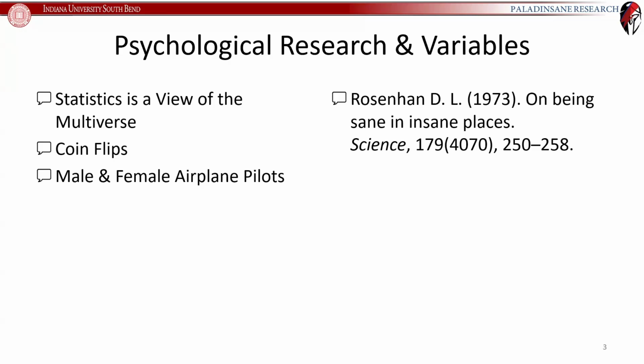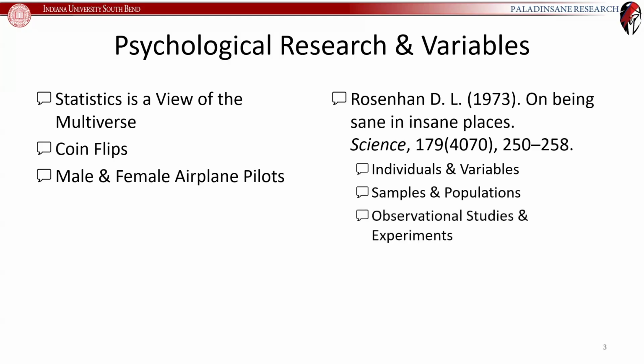So we're going to take a look at that study and use it to illustrate the main terms that we're going to be focusing on today, which are individuals and variables and the different kinds of variables. We're going to talk about samples and populations, two very important concepts. And then we'll talk about observational studies and experiments. And those will be our focus today.